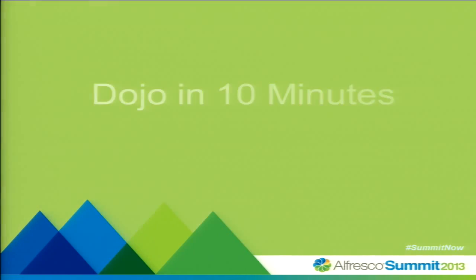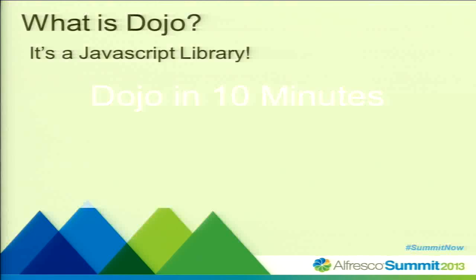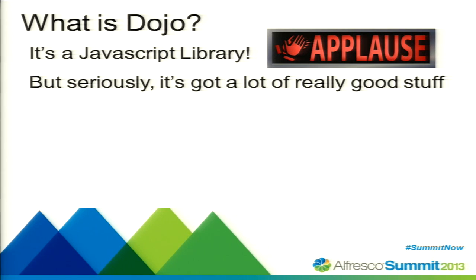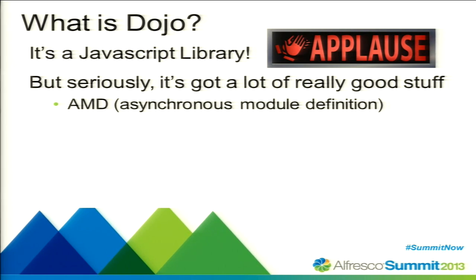So now let's talk a little bit about Dojo. So what's Dojo? Well, it's a JavaScript library. Here's the polite applause. But actually, it does a lot of really good stuff for you. So we know there's a whole bunch of different JavaScript libraries around. This one's been around for a few years. There's some newer ones. But this one actually does some really interesting things that are very beneficial.